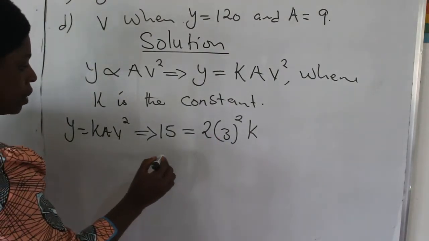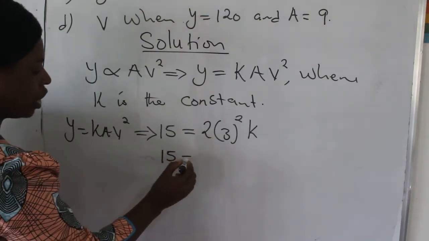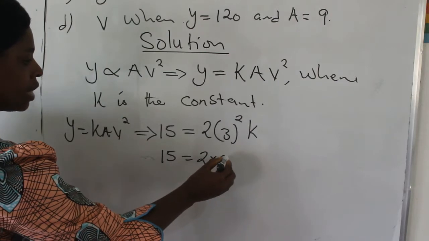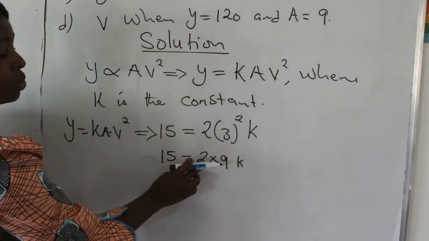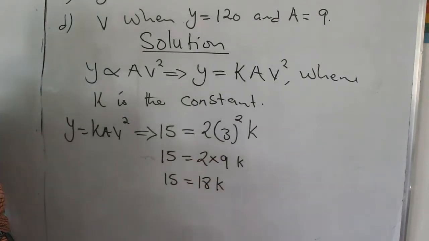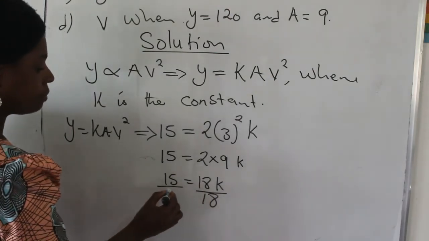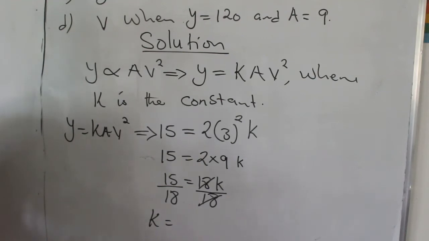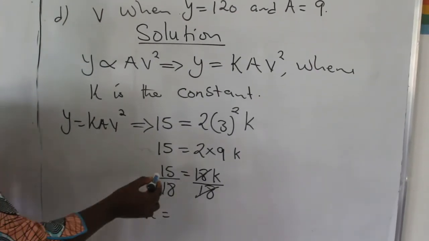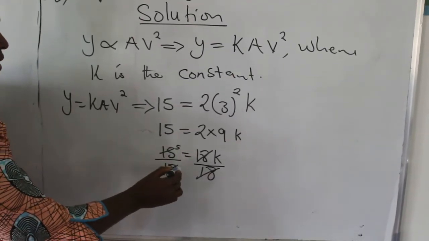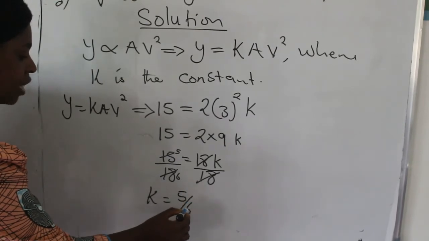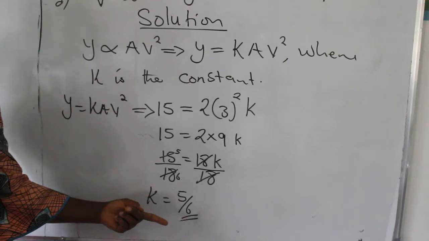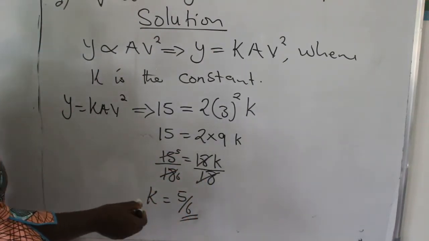So let's solve it. We have 15 equals 2 times 3 squared, which means 3 times 3, which is 9. So here we have times 9k. 15 is equal to 2 times 9, which is 18k. We are looking for k. We divide through by 18. So our k here is equal to, we need to reduce this to the lowest term. The common factor here will be 3. 3 can go into 15, 5. 3 can go into 18, 6. So our answer is what? 5 over 6. So the value of k is 5 over 6. You can see here, I did not change it to a mixed fraction because it's already a proper fraction.